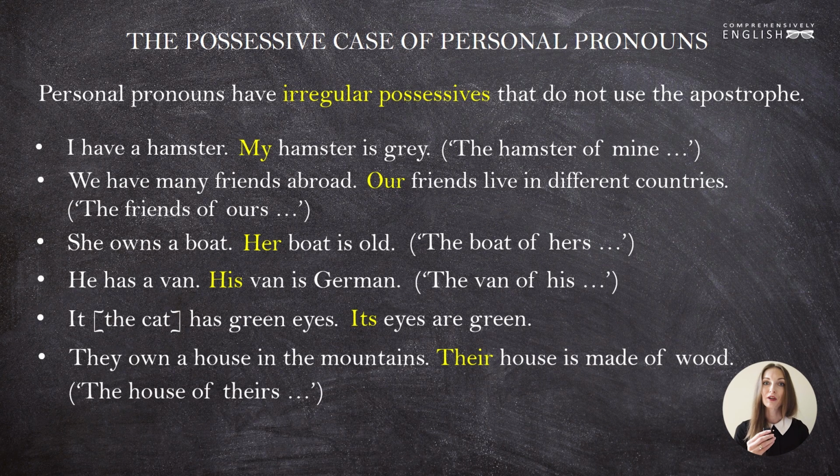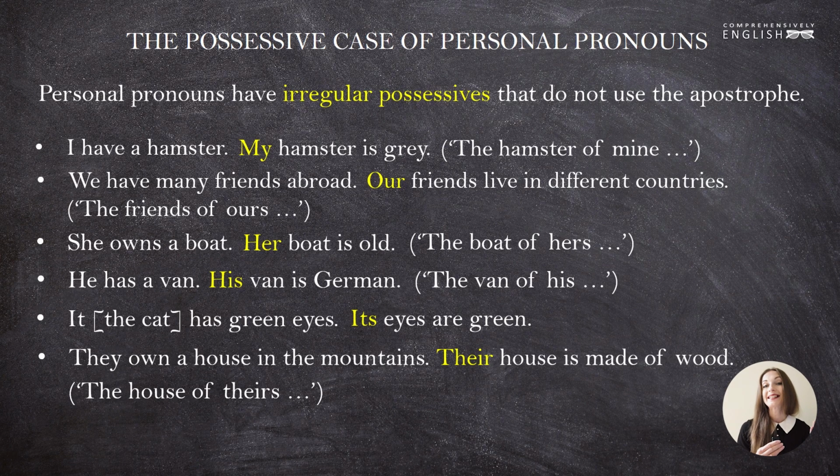Now, in the brackets following each of these examples, you see alternative sentences that contain the so-called independent possessive pronouns like mine, ours, yours, etc. If you don't remember in which situations we should use these forms and not my, his, their, and so on, please check my video on the personal and possessive pronouns. The link will be in the description.